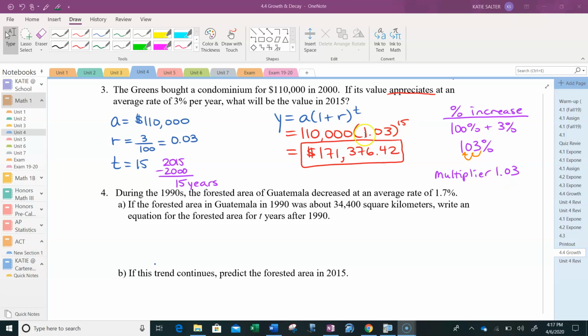Again, remember folks, the 1 holds the value there, and then the 0.03 adds that 3% each year as it grows. And that would be our answer. And you can use Desmos or your graphing calculator to get it. All right, let's check out the next one.